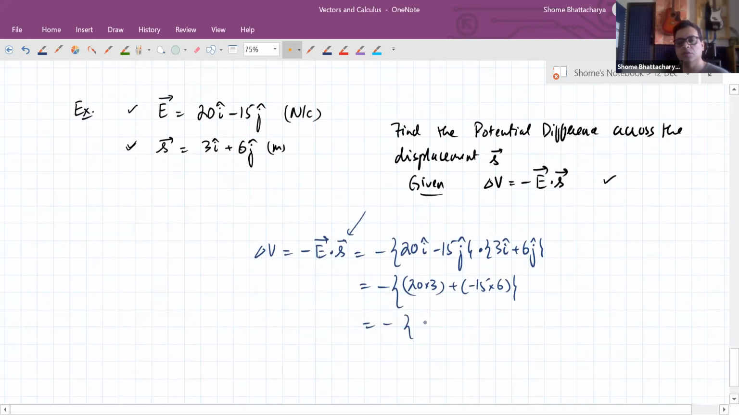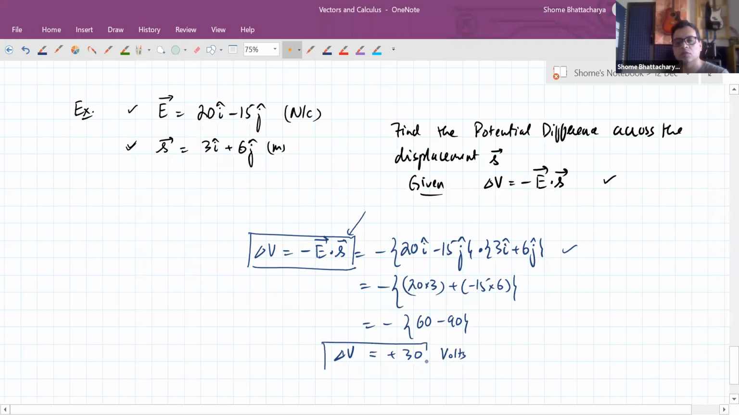So this will come out to be 60 minus 90. So with this minus sign, this quantity now comes out to be positive 30. So this potential difference, as we can see from this formula, and then with this substitution of the values, comes out to be so much. And later you will learn in electrostatics that the unit of this will become volts. 1 newton per coulomb multiplied by 1 meter is defined as 1 volt.